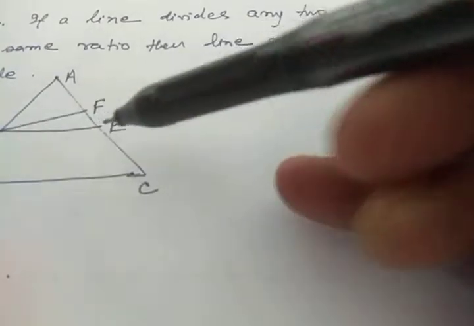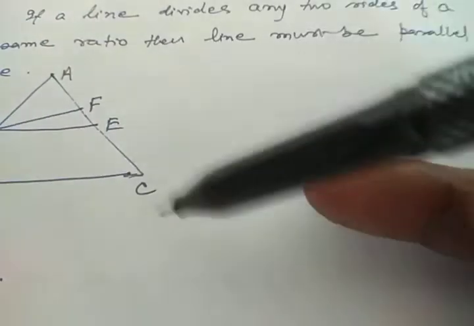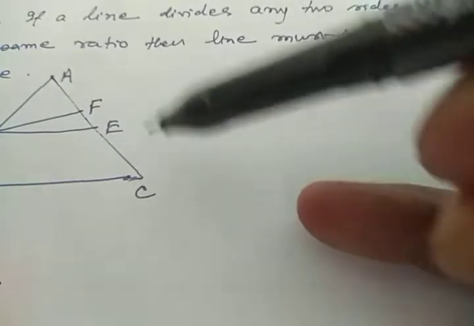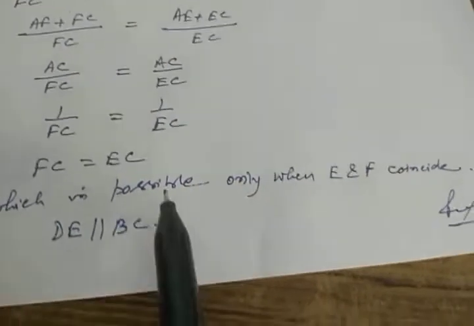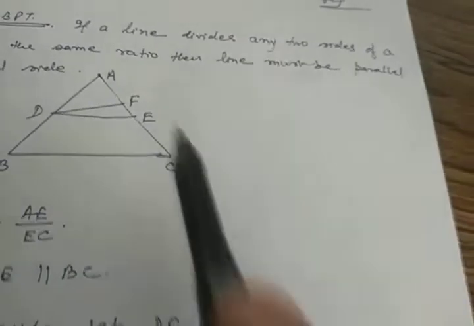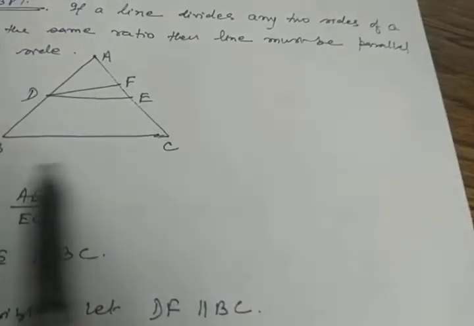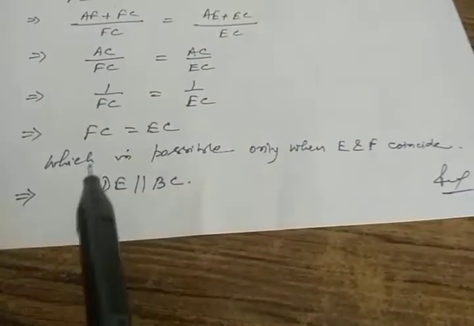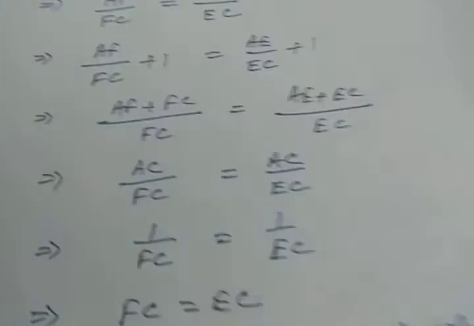Okay, just see this figure. What you have proved is that FC is equal to EC, and both lie on the same line and the same side. So it is only possible that F and E coincide. And when E and F coincide, what will happen? We said DF is parallel to BC, but F and E coincide, so DE is parallel to BC. So only when E and F coincide, it means DE is parallel to BC. In this way, we have given the proof of BPT and its converse.